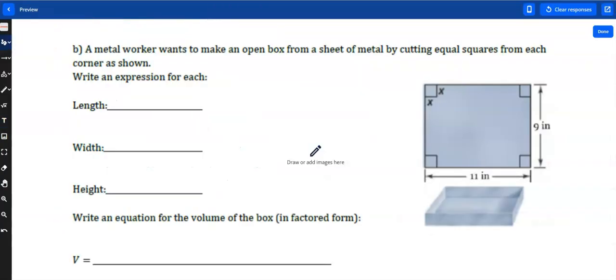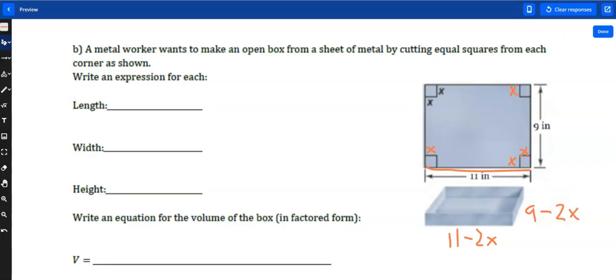Metalworker wants to make an open box from a sheet of metal by cutting equal squares from each corner as shown. Write an expression for each length. Well, the original length was 11. But remember, you're going to cut an x away from both of the ends. So that makes my new length 11 minus 2x. Well, same thing with the width, right? The 9, right? So that's going to make a width of 9 minus 2x.